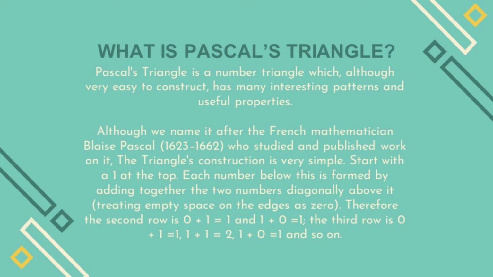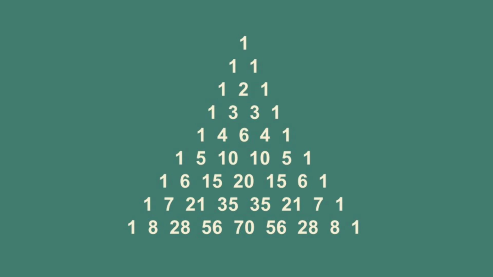The triangle's construction is very simple. Start with the one at the top. Each number below this is formed by adding together the two numbers diagonally above it, treating empty space on the edges as 0. Therefore, the second row is 0 plus 1 equals 1 and 1 plus 0 equals 1. The third row is 0 plus 1 equals 1, 1 plus 1 equals 2, 1 plus 0 equals 1, and so on. So this is Pascal's triangle with 9 rows, but it can be extended infinitely by repeating the addition process.